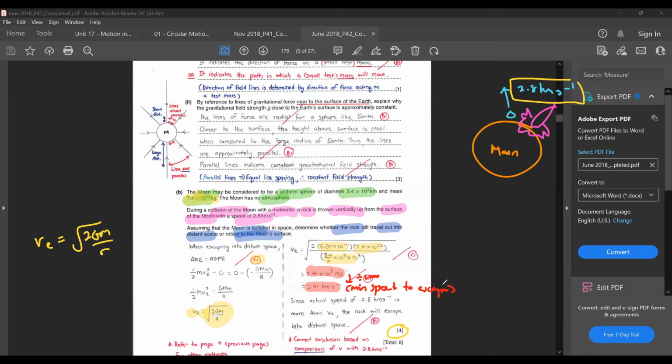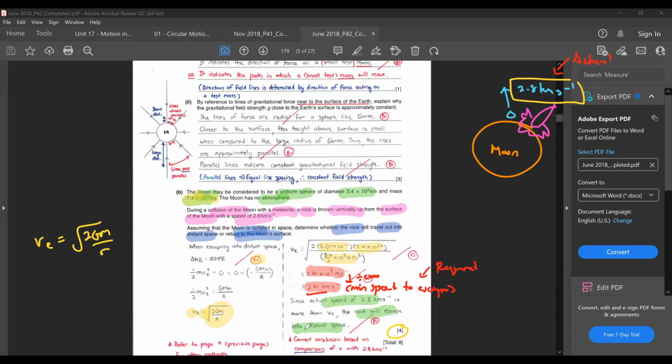All right, but you compare it with your actual speed right now. This is your actual speed, 2.8. This is the minimum speed to escape. This is the required speed. Minimum required is this, but actual right now is 2.8. So the conclusion that you will be able to draw from this is that since your actual speed is 2.8 km per second, which is more than your escape velocity, the rock will therefore escape into distant space. So that is for this.